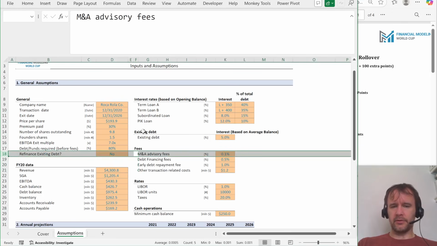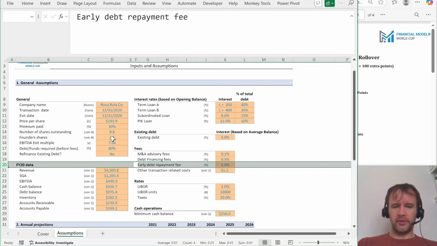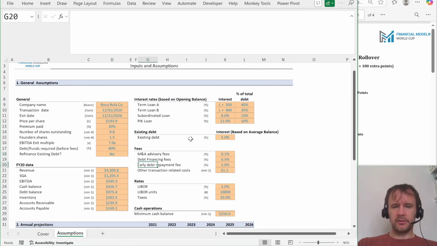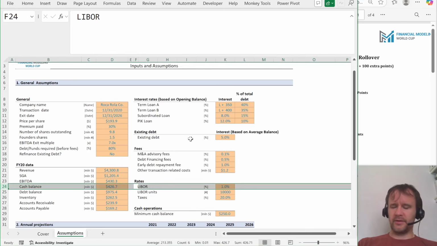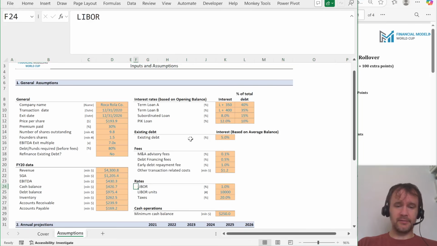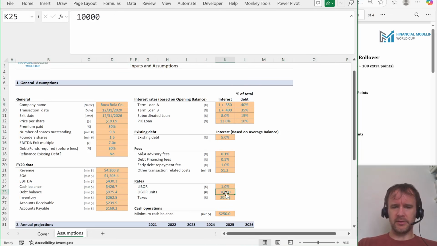The M&A fee is 1% of the purchase price. Debt financing fee 5%. Early repayment fee, if we refinance the existing debt, is 1%, and other transaction-related costs are 1.2 million. LIBOR, it's an interesting reflection of the times, I guess, that the LIBOR forecast was just a fixed number. I don't think you'd find that in a lot of models today, but different times. And this is just, I guess, saying that plus 350 means 350 over 10,000, i.e. 350 basis points. Tax is 20%.